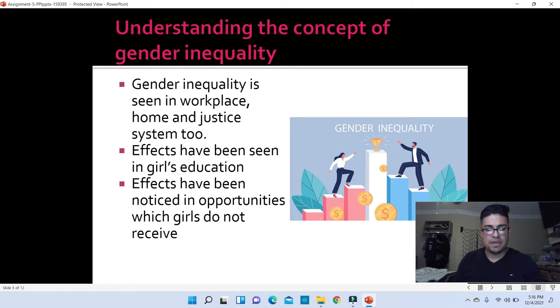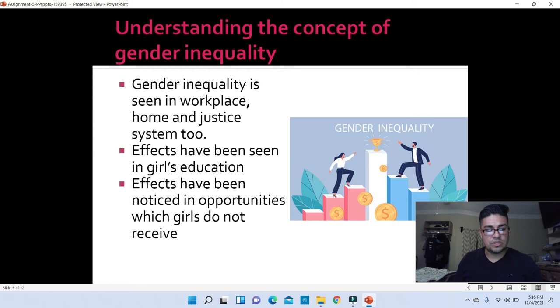One of the greatest effects of gender inequality that has been noted throughout the world is gender inequality in girls' education. Even before the pandemic, girls were less likely to receive encouragement in education, which has been seen across different parts of the world.